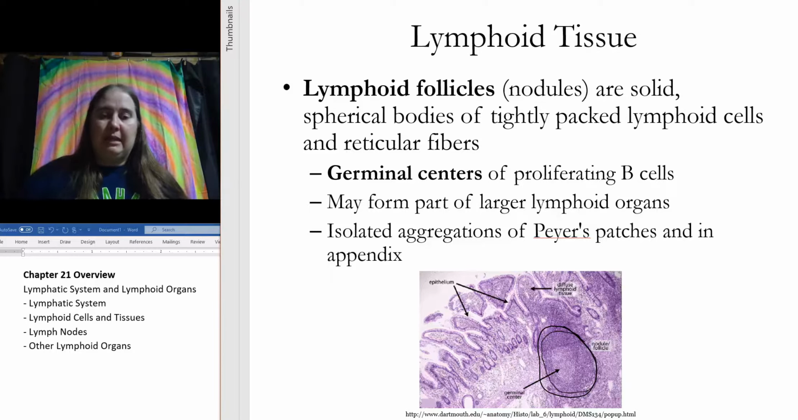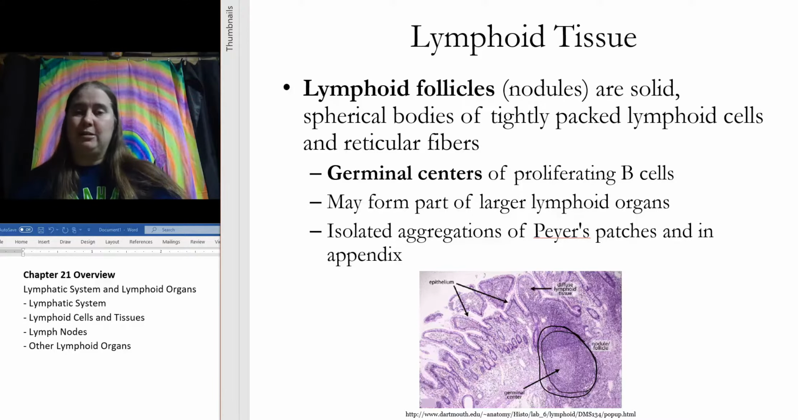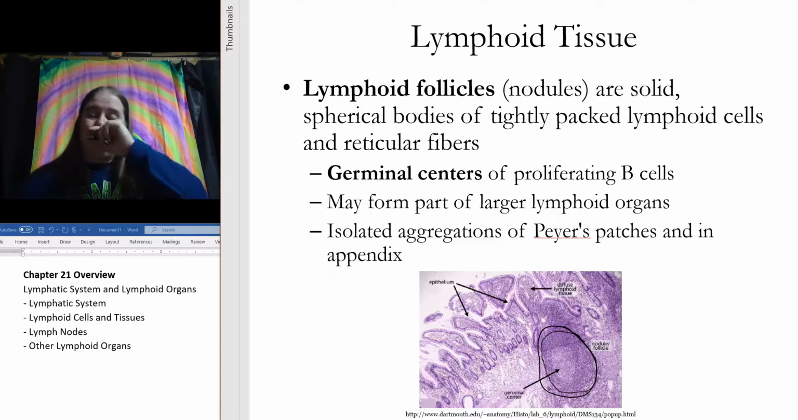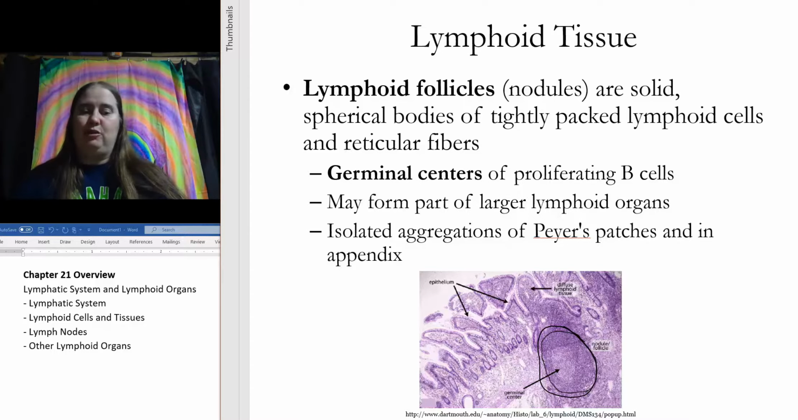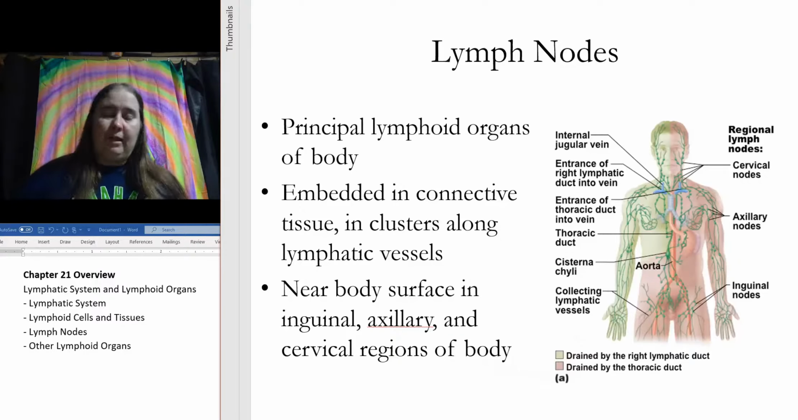And these clusters that are not part of a lymphoid organ are called Peyer's patches. Now, a Peyer's patch and a lymphoid follicle are the exact same thing. It's just that if you have these clusters in a lymphoid organ, they're called lymphoid follicles. If you have these clusters in a non-lymphoid organ, i.e. the digestive system or the appendix, they're called Peyer's patches. Not my rules, just what they do.